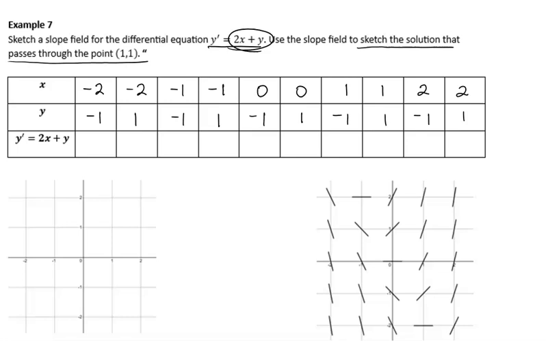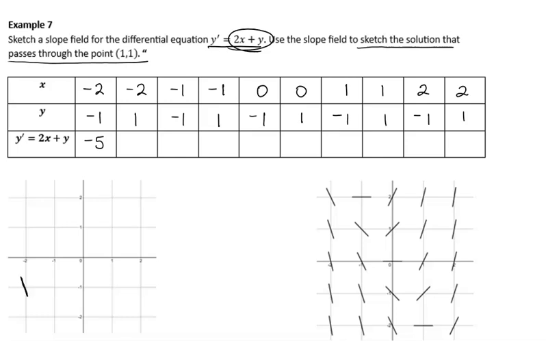So I have several x and y values set up in my table, and now I'm going to be plugging them into y prime in order to calculate the slope at those points. So when x is -2 and y is -1, y prime comes out to be -5, which means that at the point -2, -1, we have a slope of -5. That's quite steep, so I'm going to draw a segment in like that.